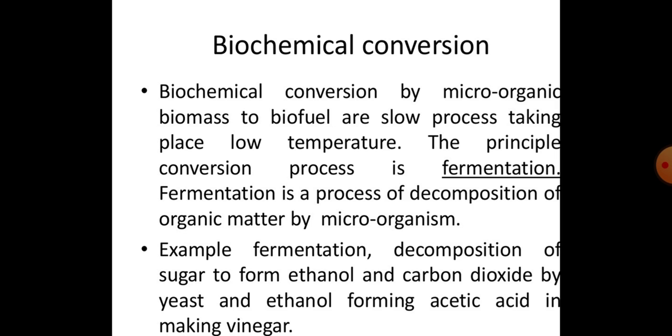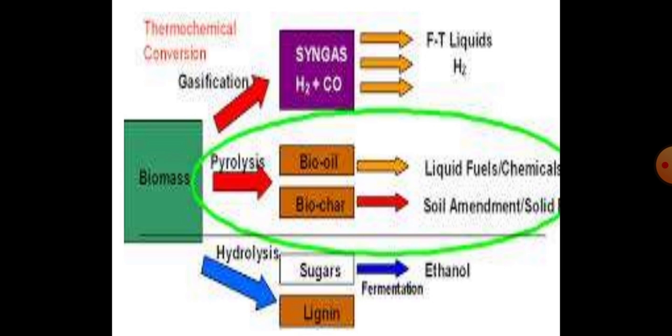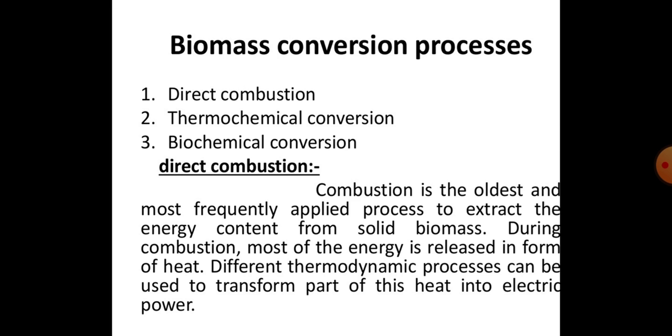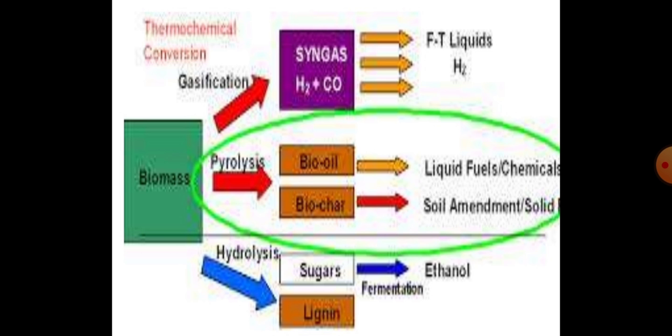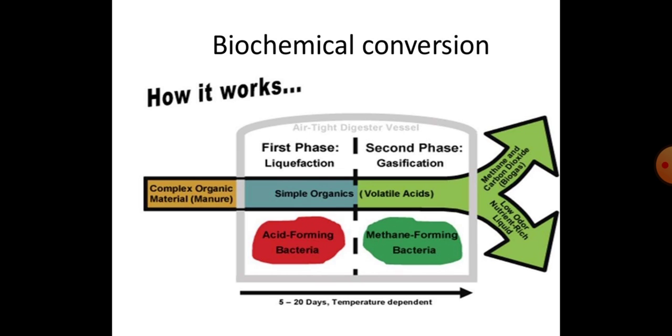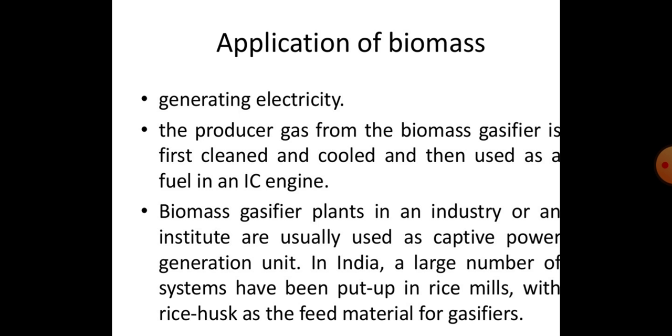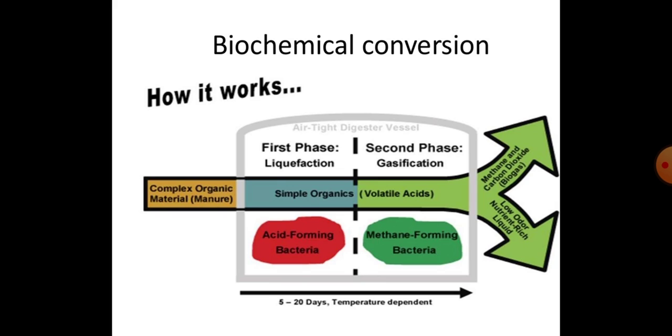So this is the last of the conversions. In total there were three conversions. The first conversion was direct combustion, second was thermochemical conversion, third is biochemical conversion. So these were the three conversion processes. We will see the application of biomass next time. So let's see how the biochemical conversion takes place.